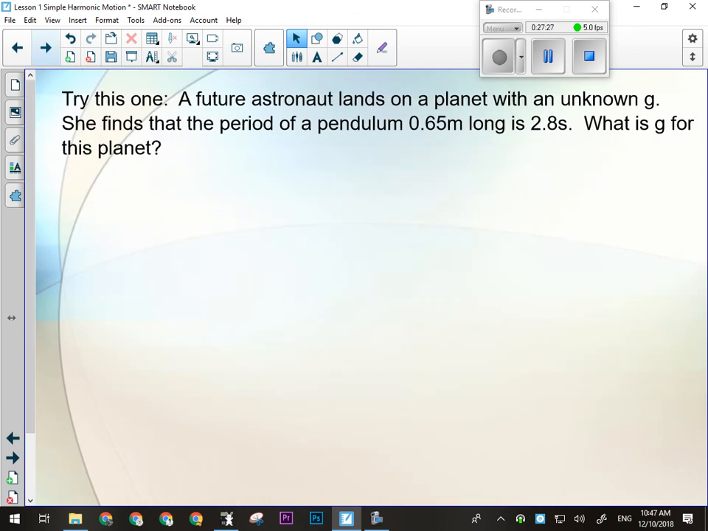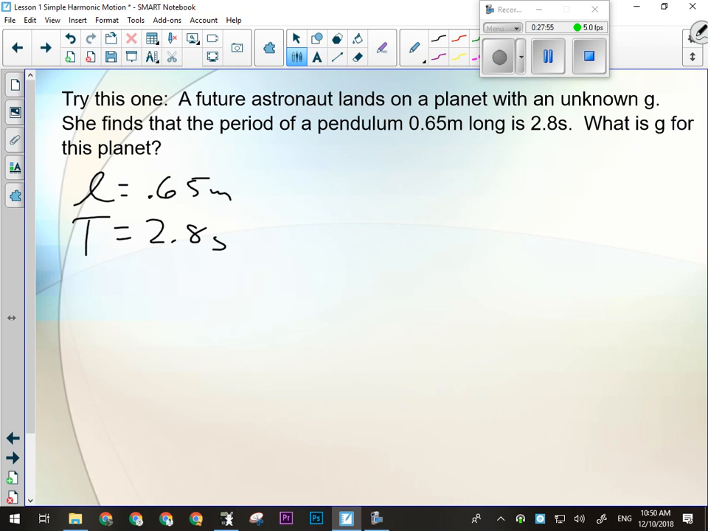All right, try this one. A future astronaut lands on a planet with an unknown acceleration due to gravity. She finds that the period of the pendulum, 0.65 meters long, is 2.8 seconds. What is the acceleration due to gravity on this planet? What we're given here is the length of the pendulum, 0.65 meters. We're told the period of the pendulum is 2.8 seconds, and we're looking for the acceleration due to gravity.